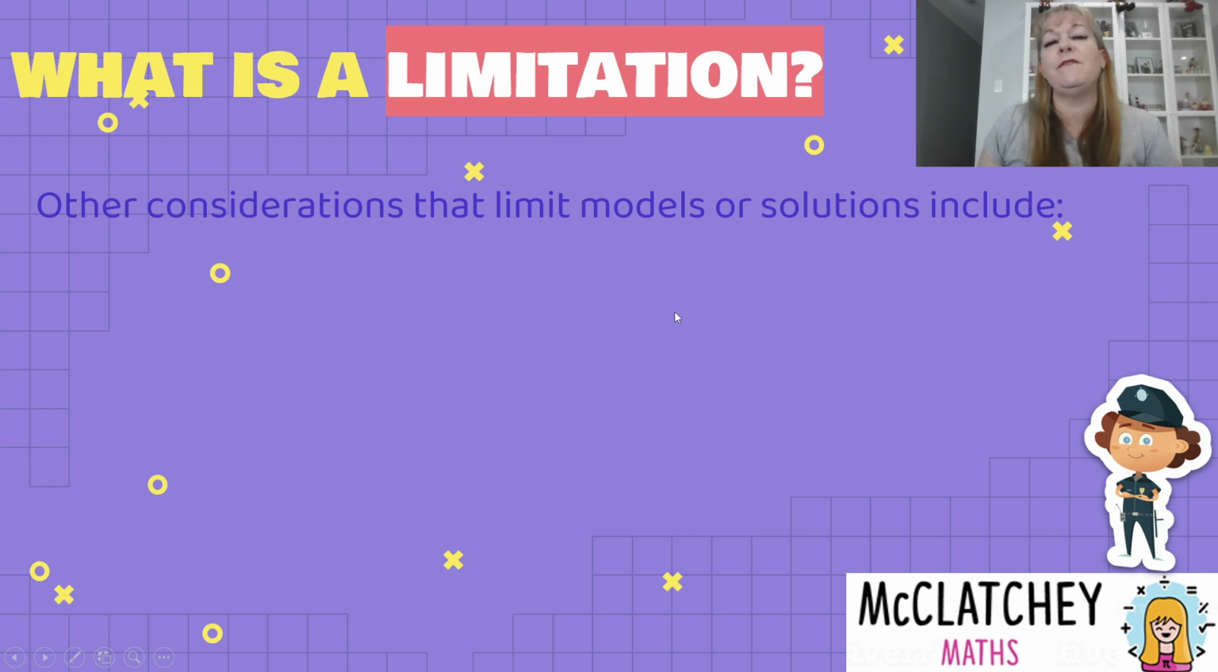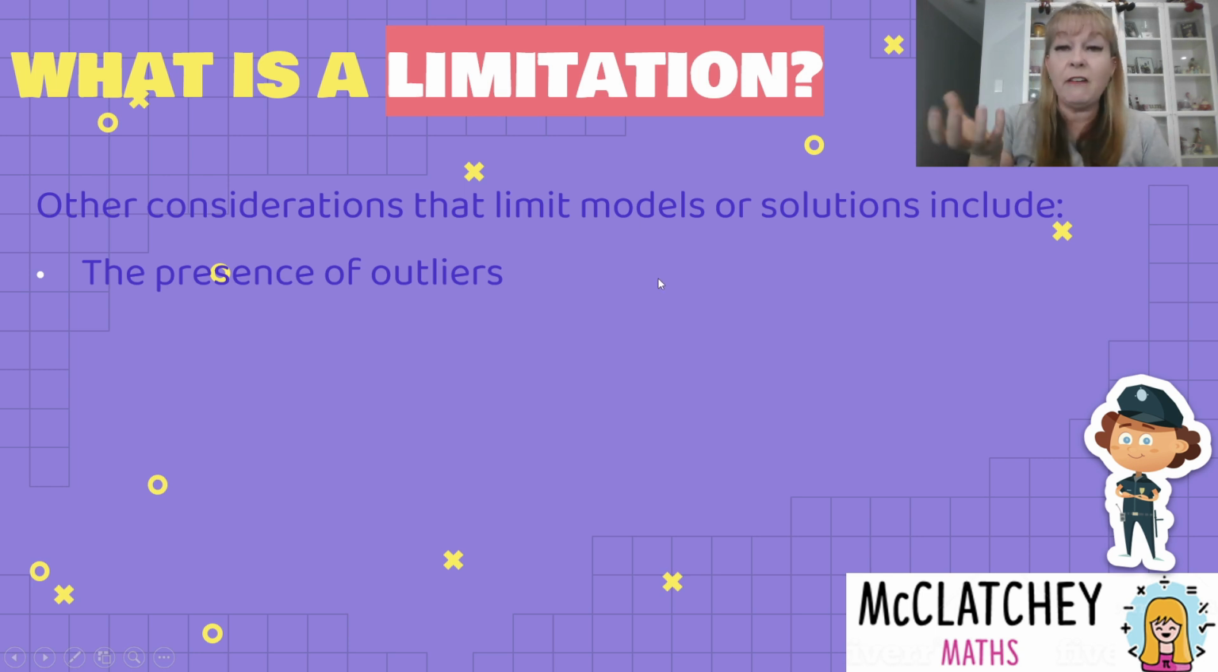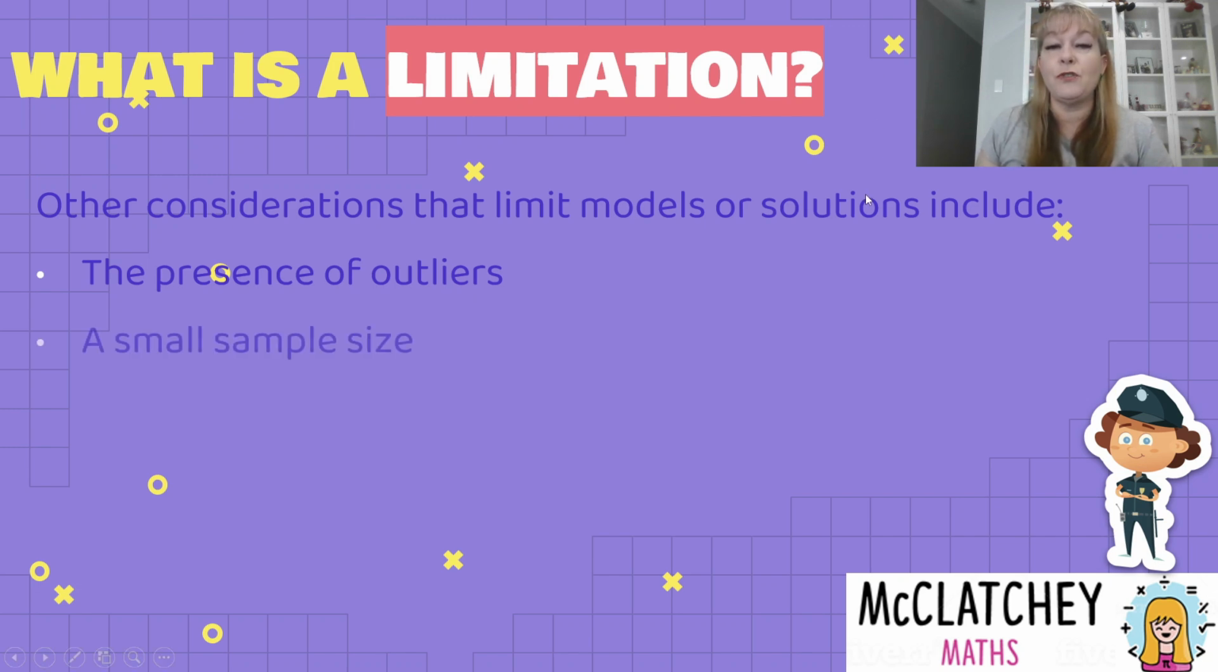Other considerations of things that limit your models or solutions include if you have outliers and you decided to keep those in because they were real life calculations that were accurately calculated. The presence of the outliers could skew your results, it could reduce your correlation, so those outliers themselves could be limitations on your results.